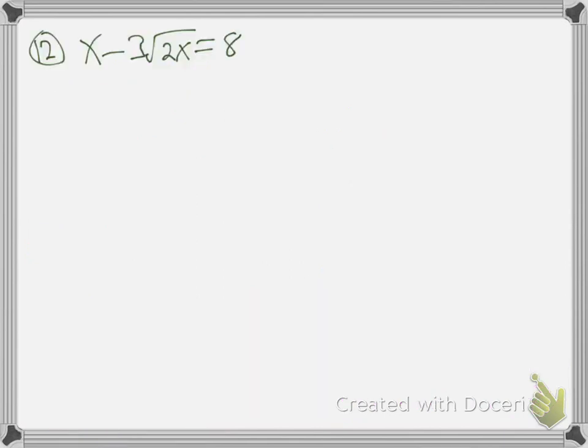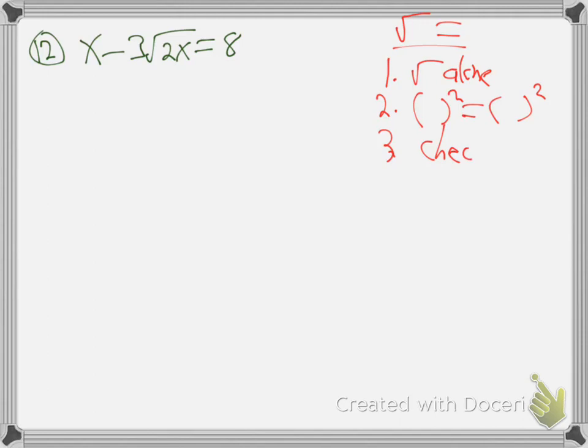Okay, so here's a hard one. What do you do when you have a square root with an equal sign problem? Get the root alone, and then 2 power both sides. And remember, this one's going to have to be checked at the end. Any problem that starts with a root needs to be checked. So get the root alone.